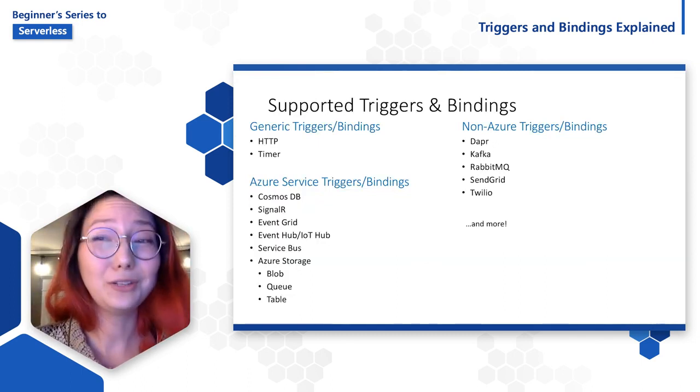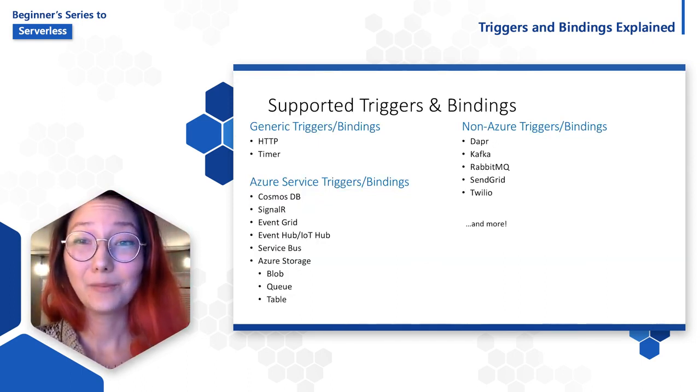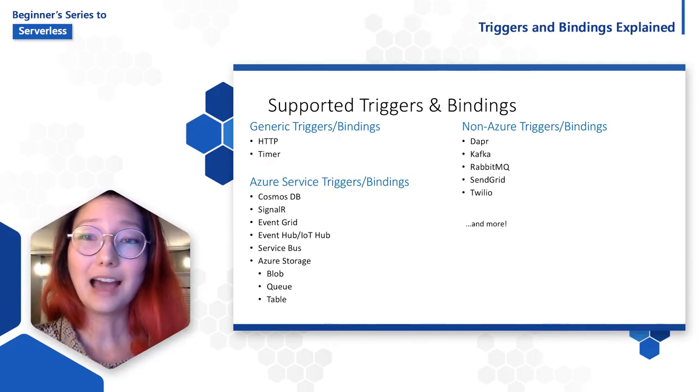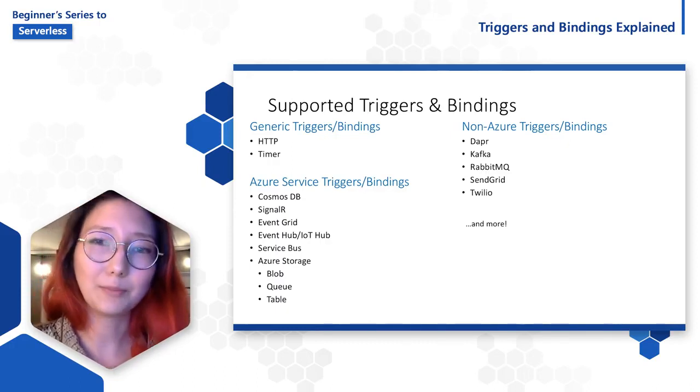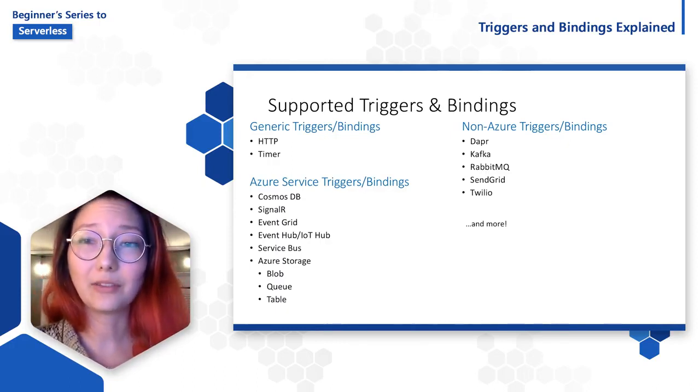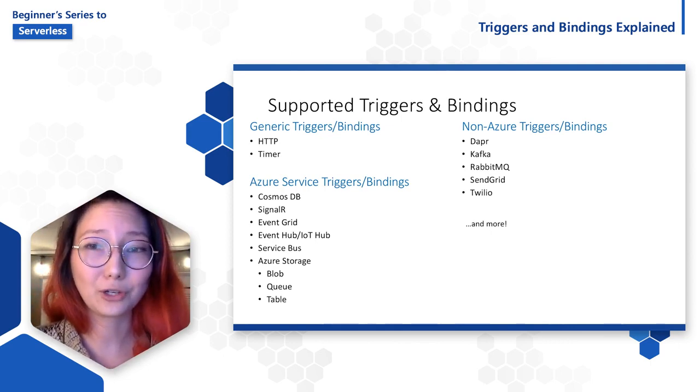I only showed you 2 types of triggers and bindings today, but there are so many more triggers and bindings that are supported out of the box. As you can see, there are many Azure and non-Azure services that integrate with Azure Functions through triggers and bindings. This means that there are a lot of use cases for serverless functions beyond serverless web APIs.